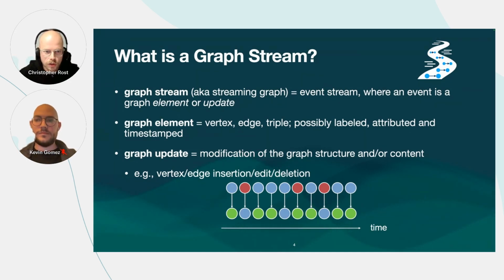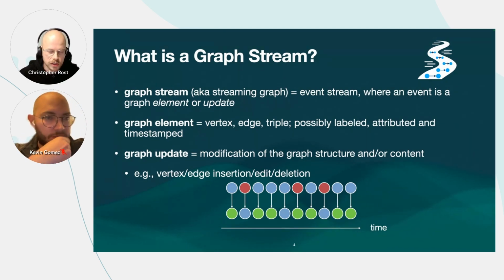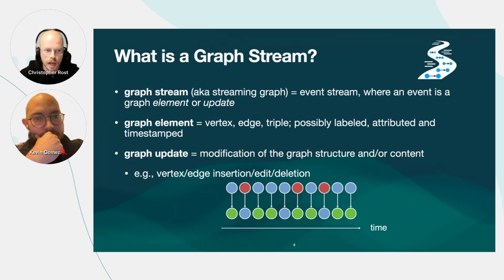On the other hand, if we talk about a graph stream as graph updates, that could be modifications of the graph. For example, the addition of an edge, the deletion of a vertex, the addition of a property to a vertex, or the deletion of a property of an edge. Here on the bottom you see an example graph stream where the events are triples, so we have vertices of different labels, here colorized, and edges that come continuously over time in our stream.